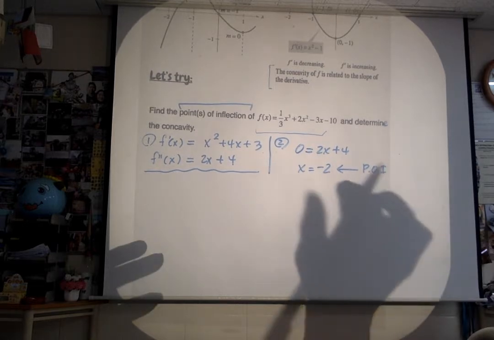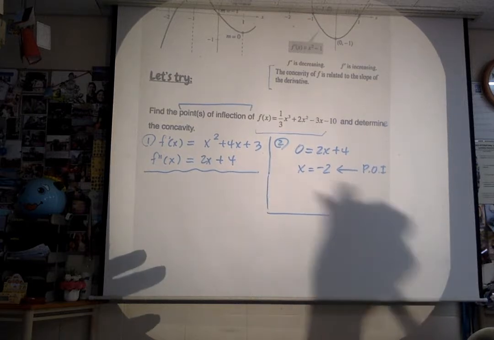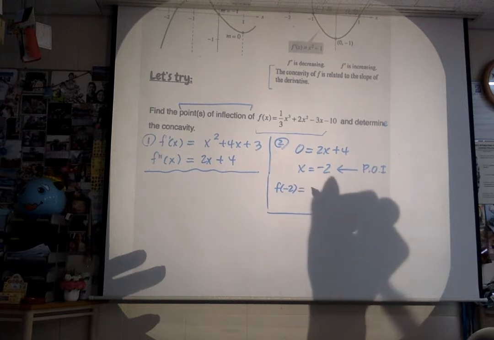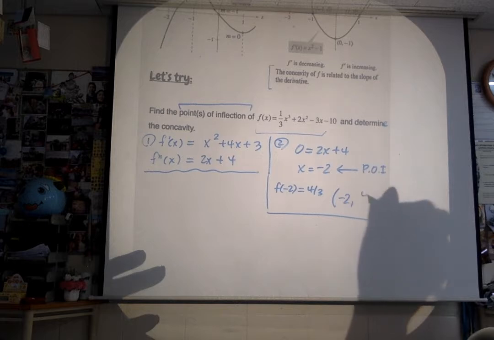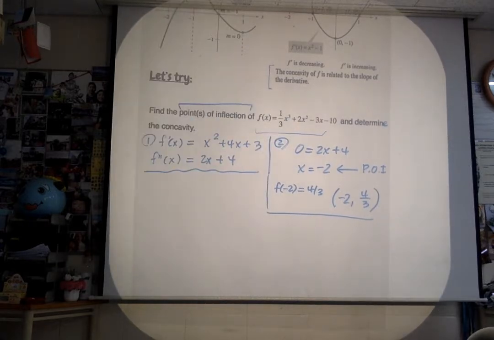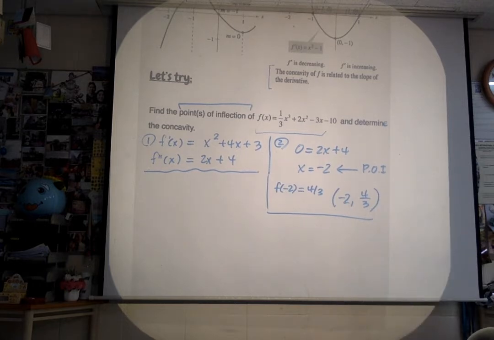So you know what I'm going to do with this point of inflection? I'm going to actually find the full coordinate, right? So I'm going to go f of -2, and you know what I get? I get 4/3. So my point of inflection really is (-2, 4/3). I plugged it into my original f of x, okay? That means at this point of inflection, you can kind of imagine that there's a concavity switch, okay?